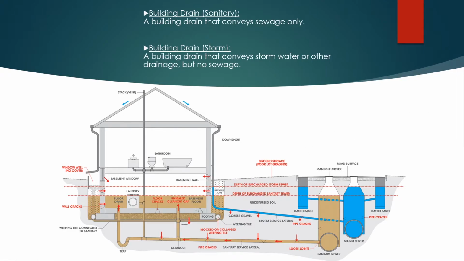Next is building drain sanitary, a building drain that conveys sewage only. And then building drain storm. This is a building drain that conveys stormwater or other drainage but not sewage. There's usually two different types of sewers. You have your sanitary that's connected to your house, and that's all of your black and gray water that typically goes to a sanitary sewer, or if there's a septic tank on site.